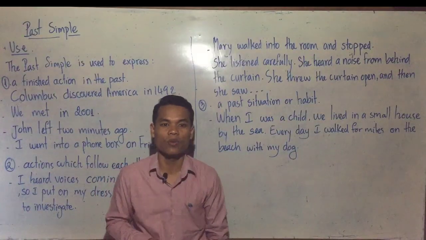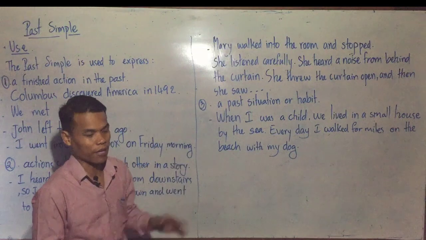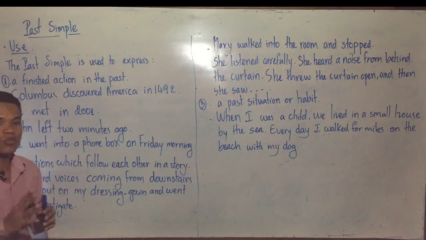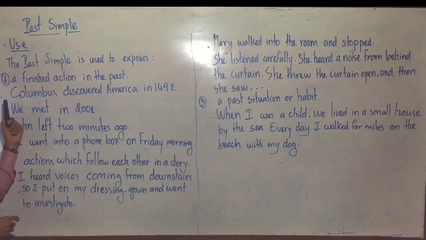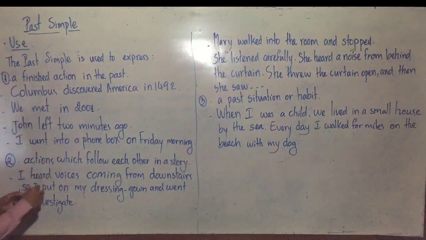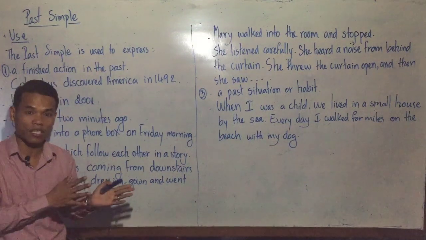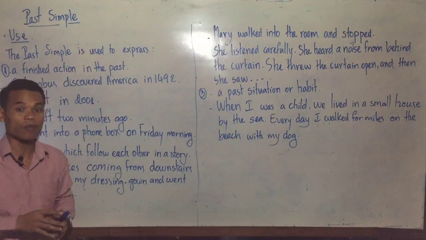I'm going to teach you how to use past simple. Okay, go with me then. There are three ways of using past simple. Number one is we use past simple in order to express a finished action in the past. Finished action in the past here means the action was finished already. No more action now. Everything was done in the past.